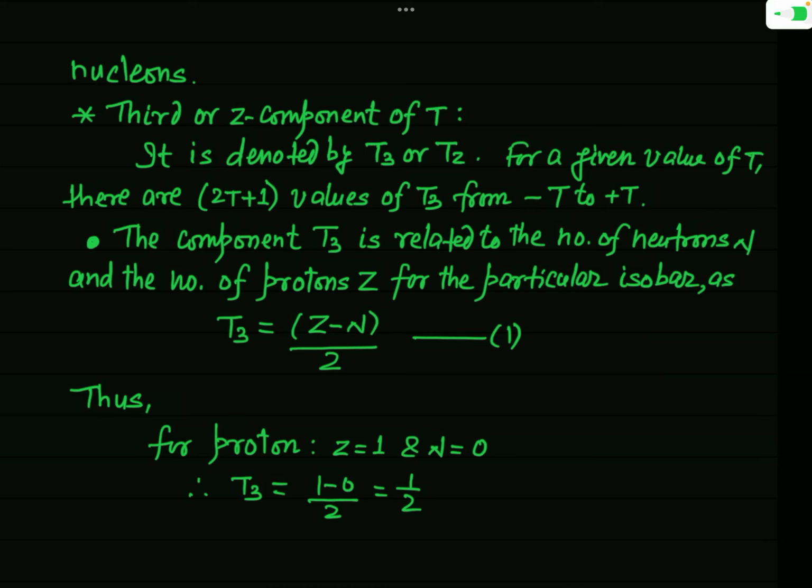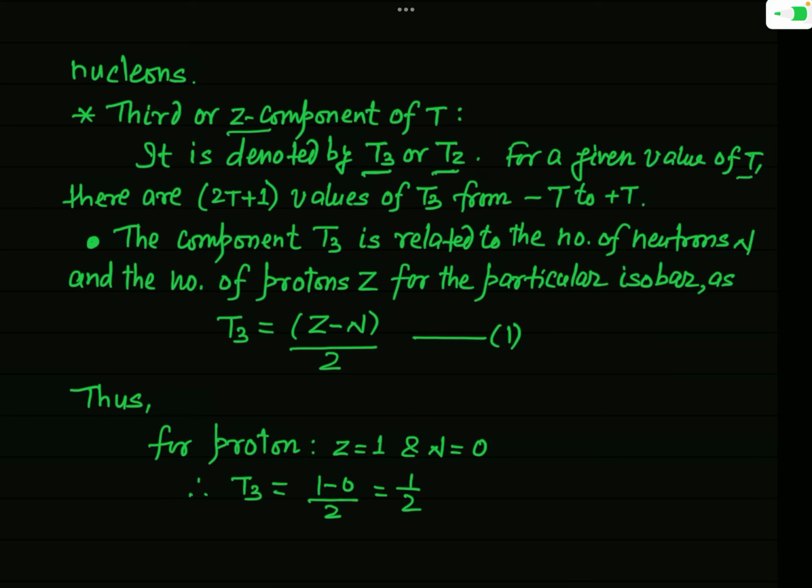Now, in fact, this isospin vector actually has three components, but its third component, which is also called the Z component, is very important for the discussion of the characteristics of elementary particles. This third component of the isospin quantum number is denoted by the symbol T3, or you may also denote it by the symbol Tz. The value of this T3 or Tz actually depends on the value of the isospin quantum number T.